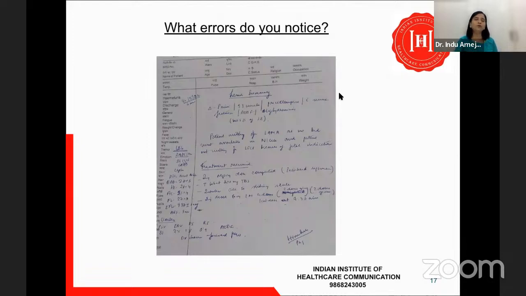I'm not talking about only this document. In general, what common errors do you get to notice? I want you to write that. Normally, illegible handwriting is very common. People use abbreviations. That's very common. Papers are not signed, or even if they sign.